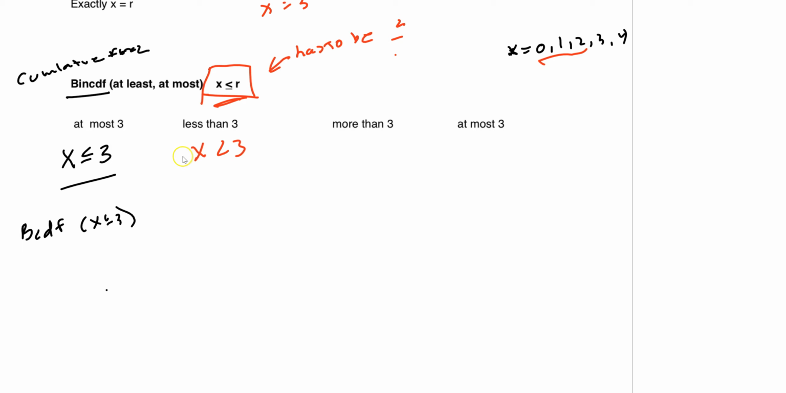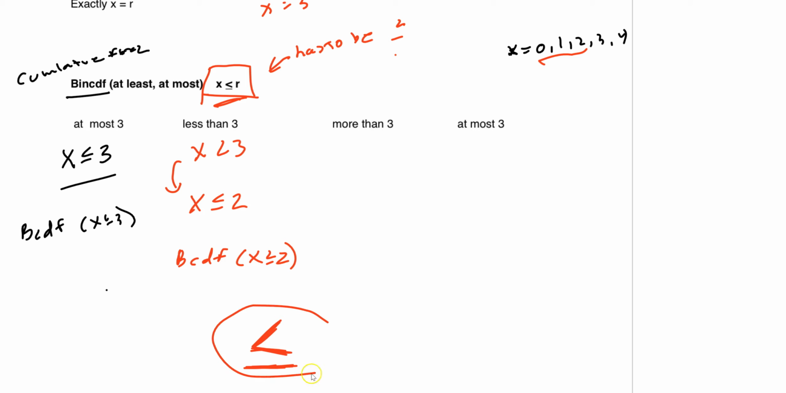So again, if you want less than, the way it works here is you go down a level. This is the same thing as saying X is less than or equal to 2. And that's what you put in your calculator. Binomial CDF, X is less than or equal to 2. Again, because I cannot stress enough, it has to be less than or equal to. That's what we want. That's the whole goal. We want this thing right here.